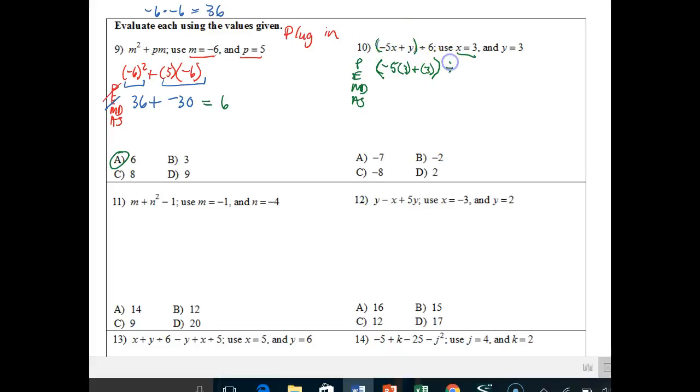right, divided by 6. So again, I haven't changed the problem. All I've done is replace the variables with what they told me they equaled. So within parentheses, I have to do order of operations.